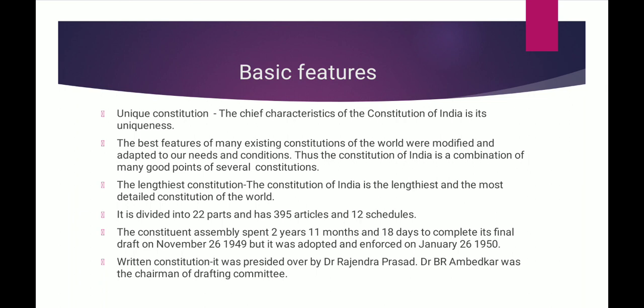The next feature of our constitution is that it is a written constitution. The Indian Constitution is a written constitution. It was drafted and enacted by the Constituent Assembly, specially elected for this purpose. It was presided over by Dr. Rajendra Prasad, the first president of our country, and Dr. B.R. Ambedkar was the chairman of its drafting committee.